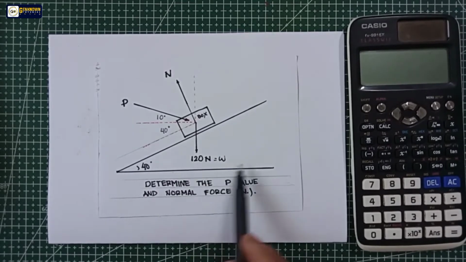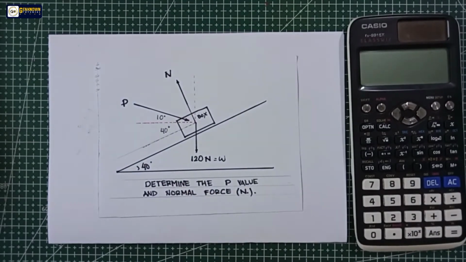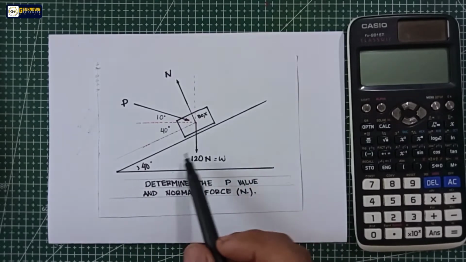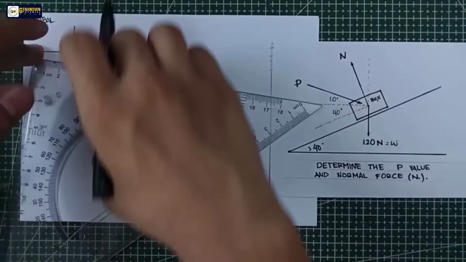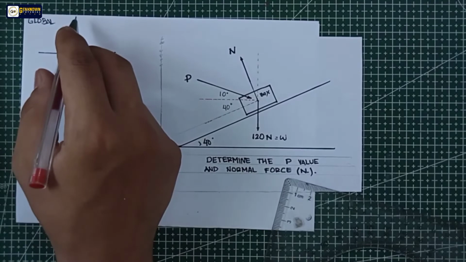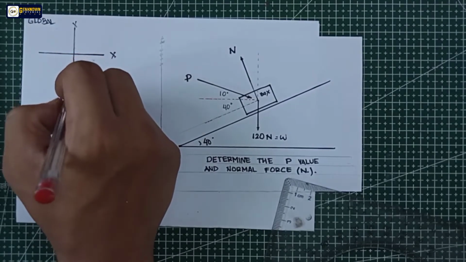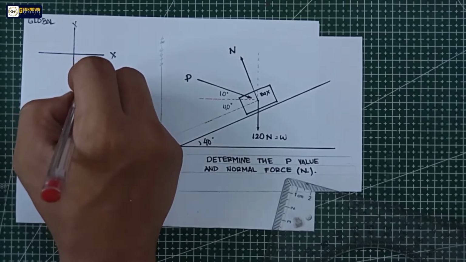Take note that the weight is always directed downward due to gravity, and the normal force is always perpendicular to the surface in contact. So yung surface in contact natin is itong part na to, yung contact between the ground and the object. There are two ways to solve this problem. First is by the use of global axis, and second is by the use of local axis. So yung weight natin is directed downward, so along the y-axis. So that is 120 Newton.